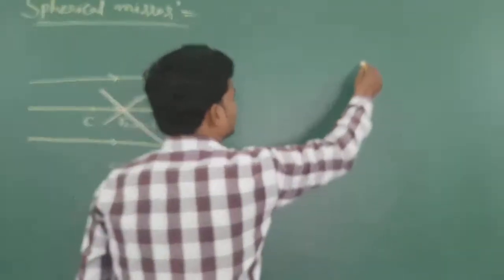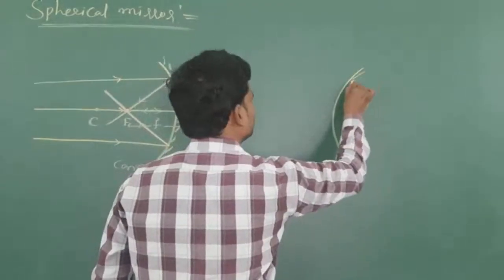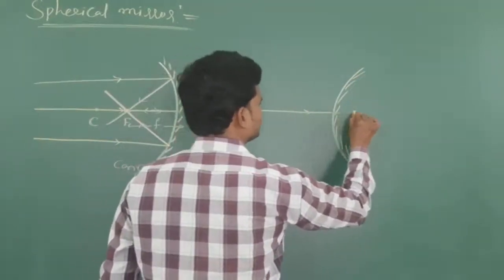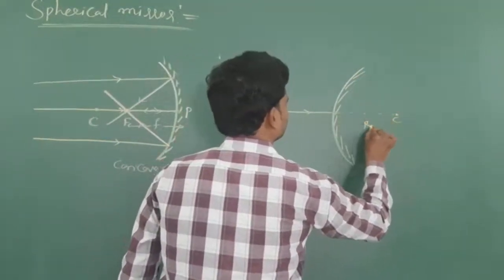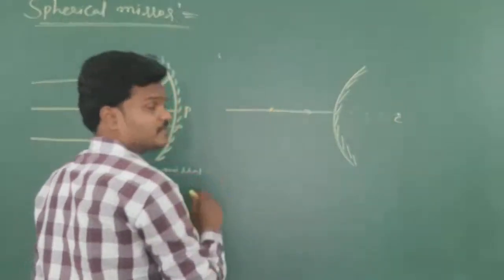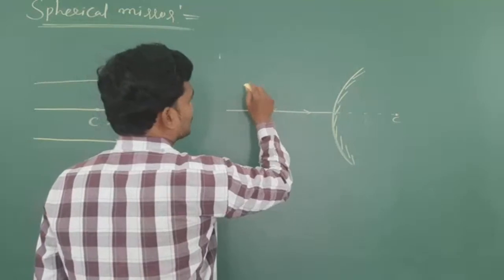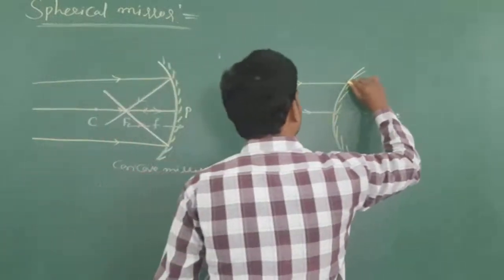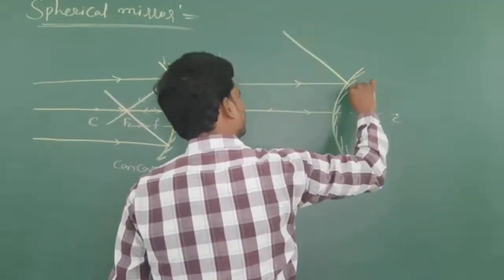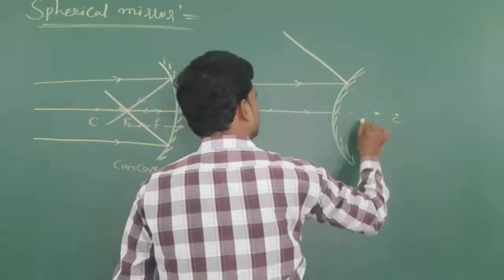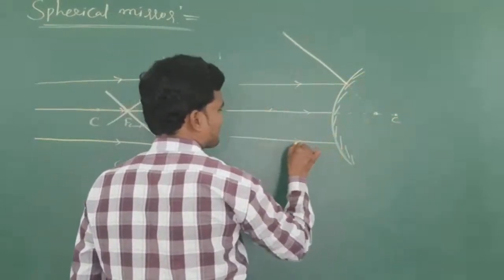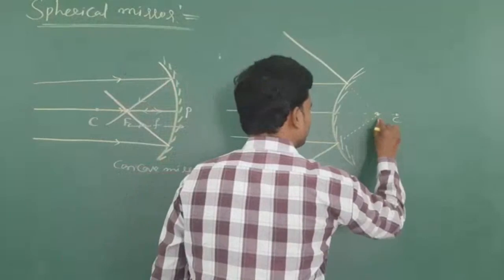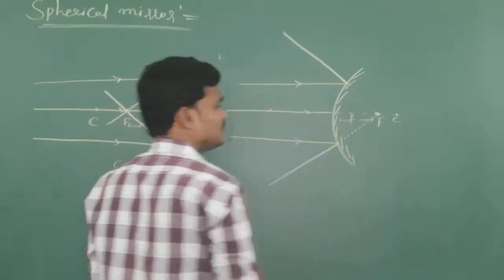Suppose I use a convex mirror. See, this is the convex mirror. If any light strikes here, it will be reflected back. One more light ray, if it strikes the surface of the mirror, undergoes reflection. If I extend back, here is the one point, and this is the principal focus in the case of a convex mirror.